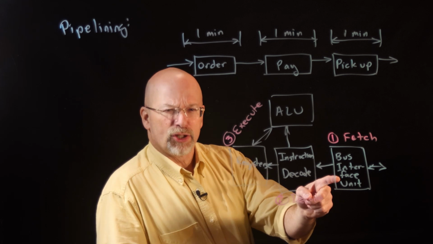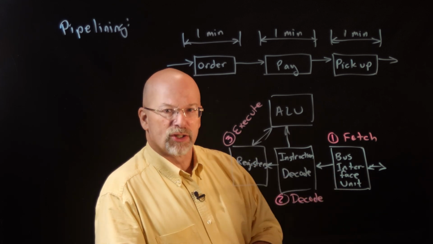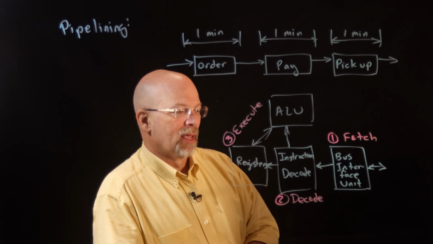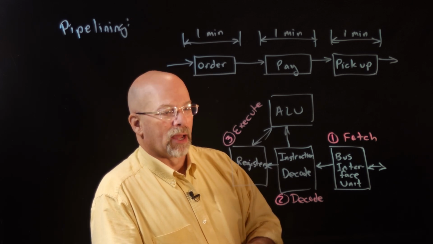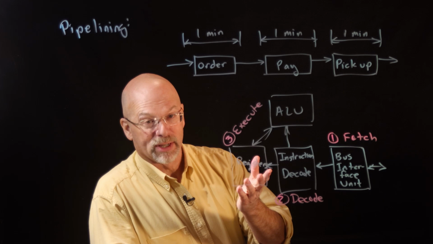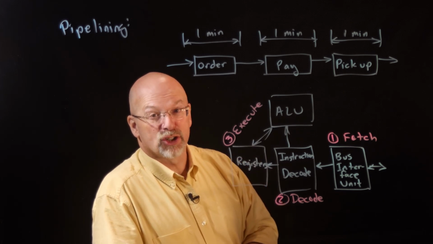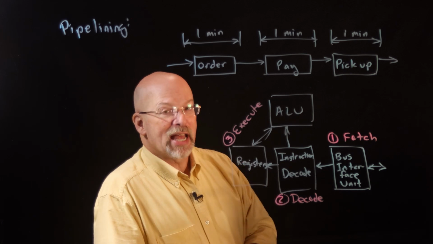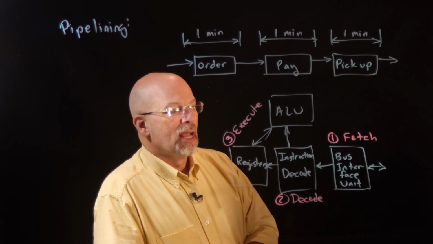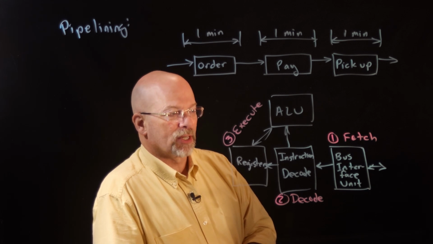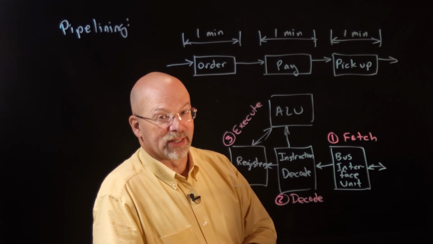What did the bus interface unit use in order to fetch an instruction? Well, it used the instruction pointer or the program counter. The instruction pointer or program counter was a register, an address register, which contained the address of the next instruction to fetch. Okay? So as long as that instruction pointer or program counter is pointing to the correct instruction, the bus interface unit can just keep fetching things, right?